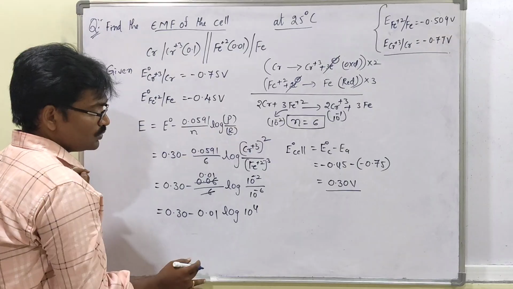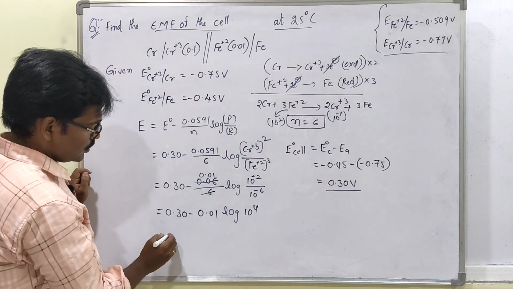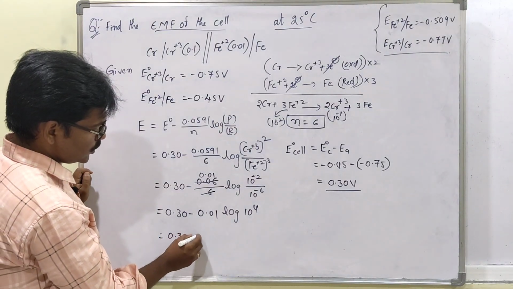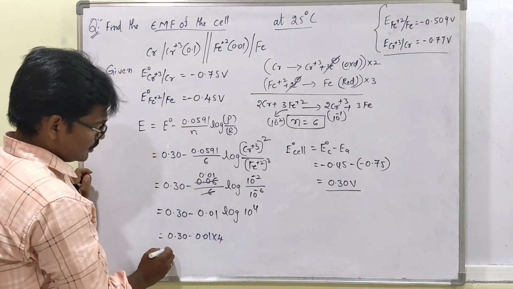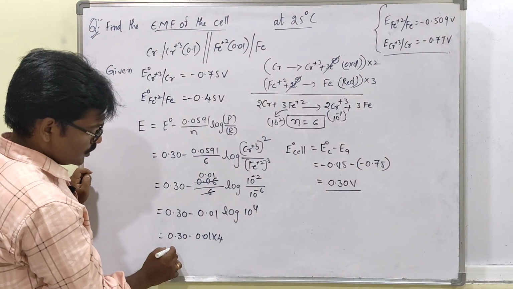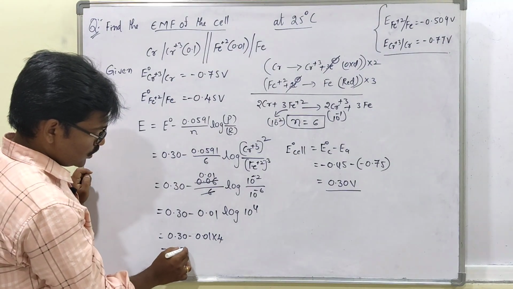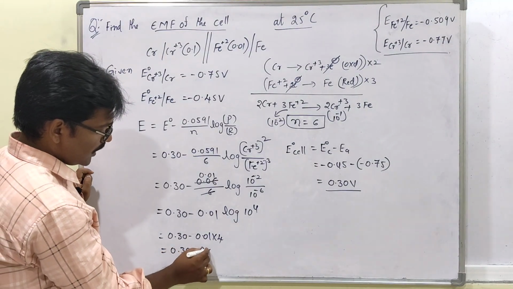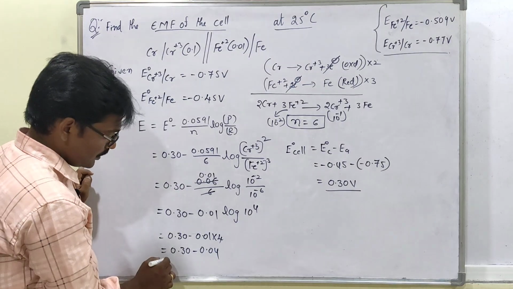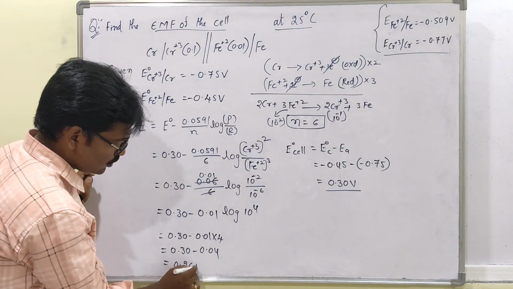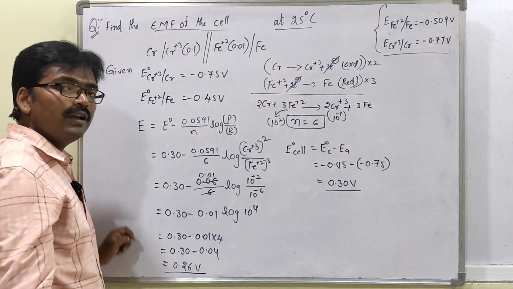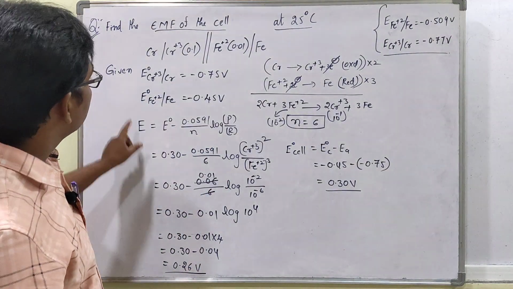So it becomes 4 log 10, and log 10 value becomes 1. So 0.30 minus 0.01 into 4, with log 10 value 1, so 0.04. If you take 0.30 minus 0.04, then you get 0.26 volts. This is the value. Okay.